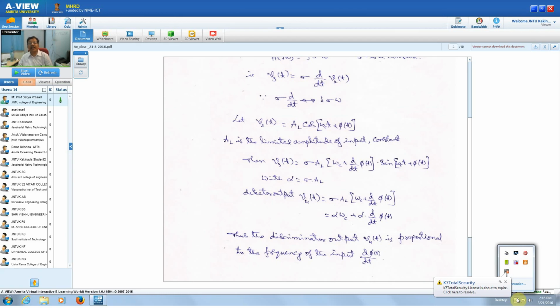So this is sigma AL into the differential of this cos theta, which is (omega c plus d by dt of phi of t), and the differential of cos is sin(omega ct plus phi of t). So the output V3 of t is sigma AL (omega c plus d by dt of phi of t) into sin of that angle.